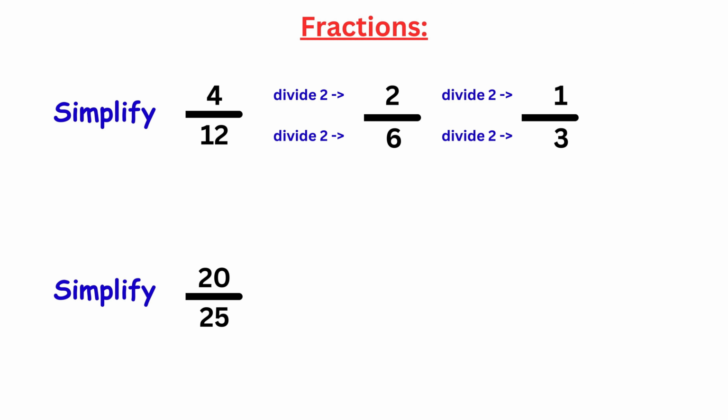In the second example, 20/25 can only be divided by 5, giving the simplified fraction 4/5. That concludes this video.